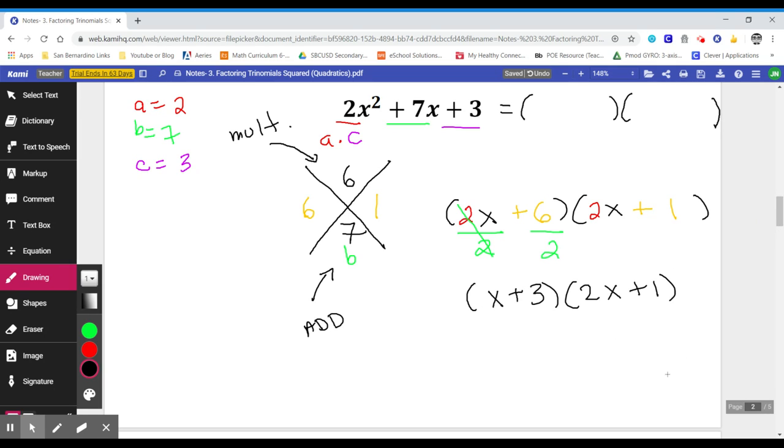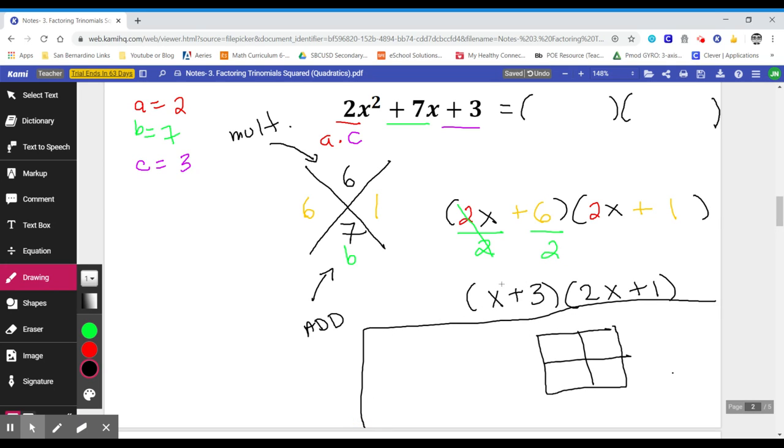It doesn't hurt to just check it with the box real quick to make sure you're doing it right, just in case. So if I want to check it to make sure that I did it correctly, this is an extra step. This is just to check. You would be done right here, but just for the heck of it, let's figure out if we actually did it right. So x plus 3 multiplied by 2x plus 1.